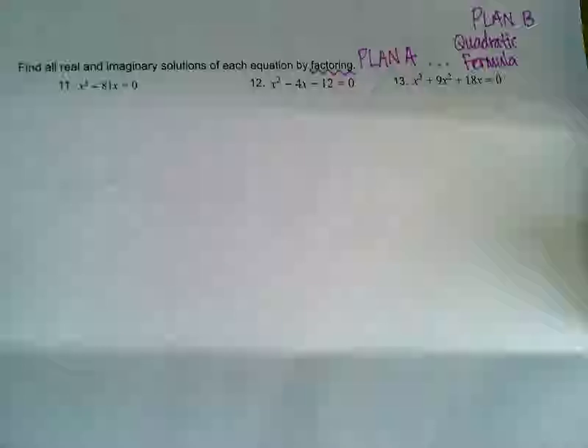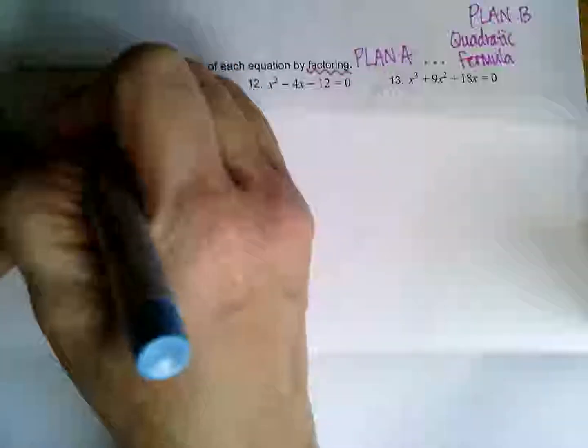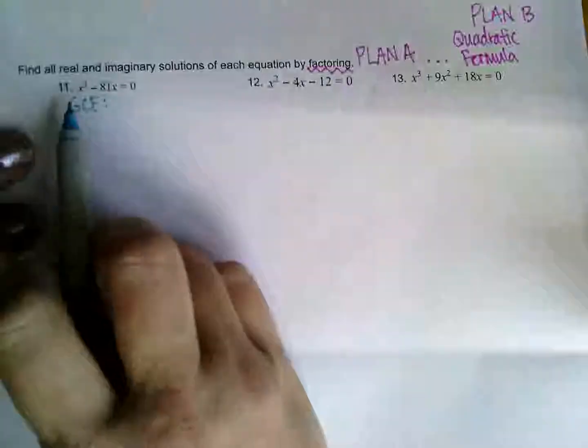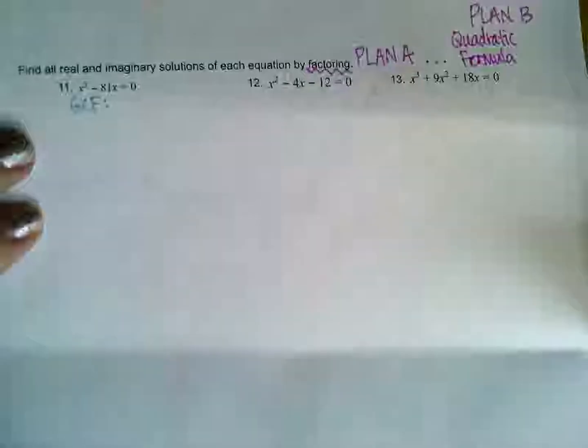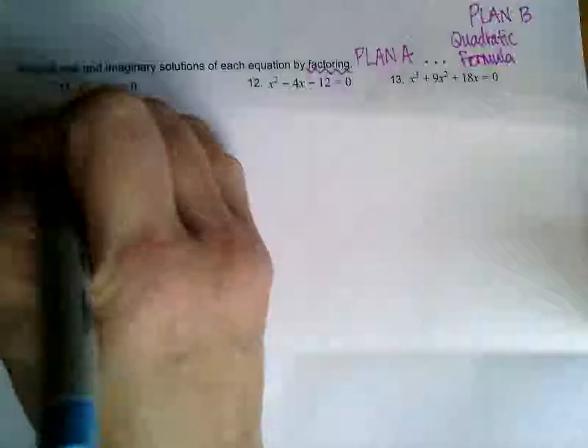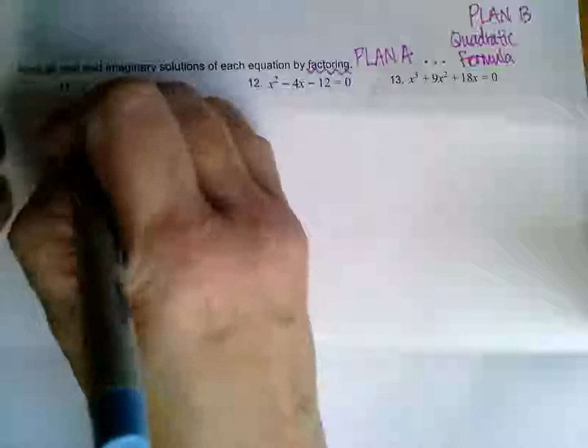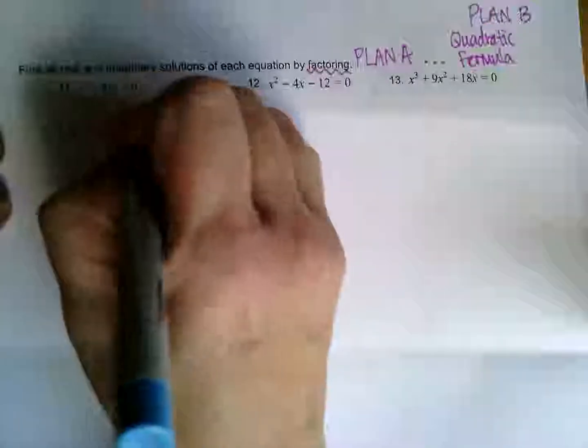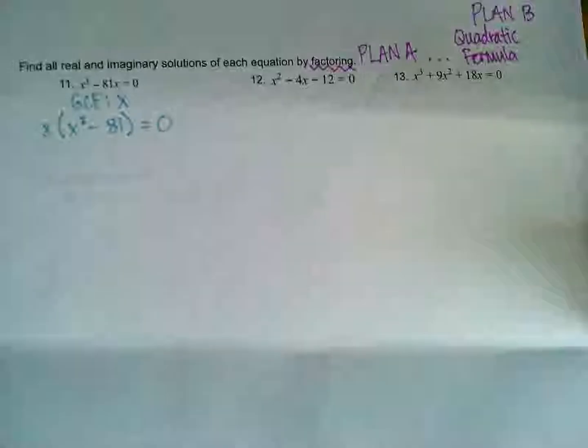So number 11. Remember that anytime we're factoring, always the very first step is going to be to look for a GCF. So in number 11, we start by looking for a GCF of these two terms. And what could go into both of those things? Yeah, an X. So we're going to put that X in front of a parenthesis, and we'll be left with X squared minus 81. I want to tag along that equals 0 because we're solving an equation, not just factoring.